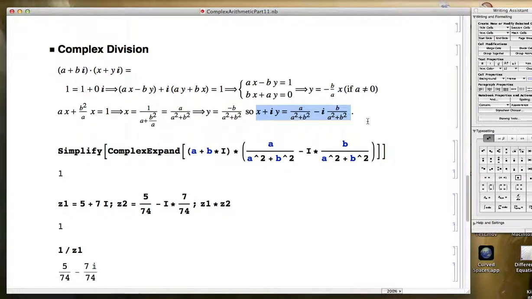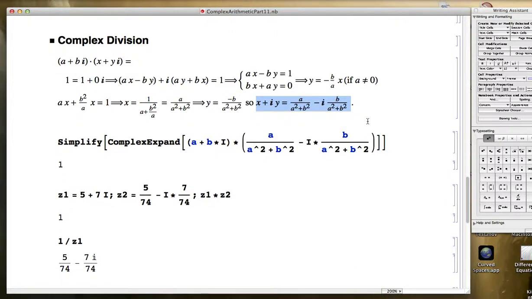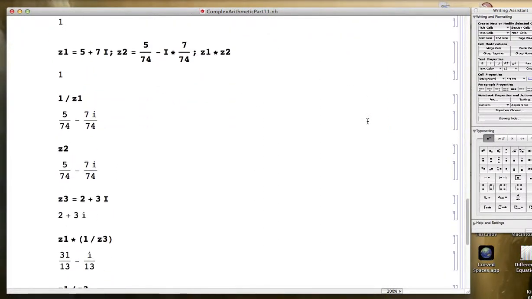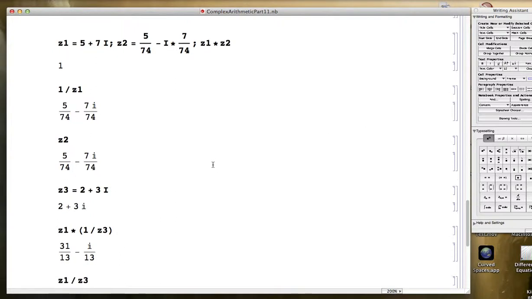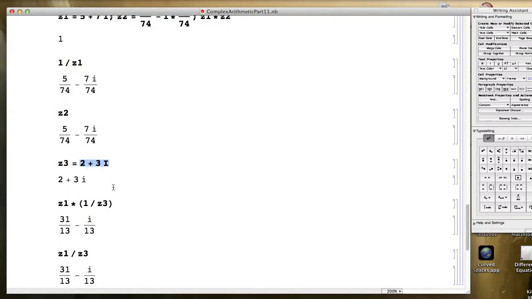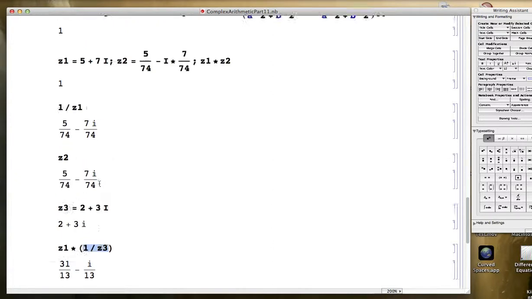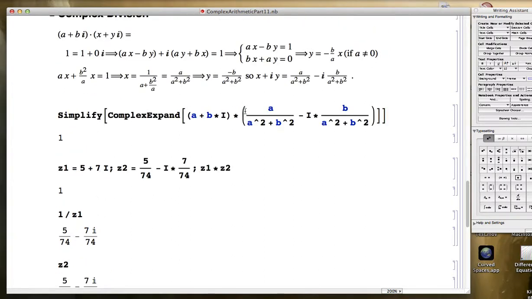We then saw that there is a formula for the reciprocal of any complex number, and therefore if we want to do complex division, for example taking z1, which is 5 plus 7i, and dividing by z3, which was 2 plus 3i, we could think of it as finding the reciprocal of z3, the multiplicative inverse, and multiplying it times z1 to get the answer. What I want to show you in this video is another way to do it that avoids having to use this formula all the time.